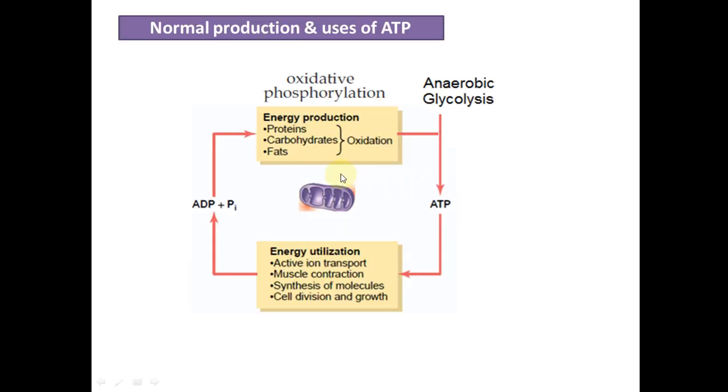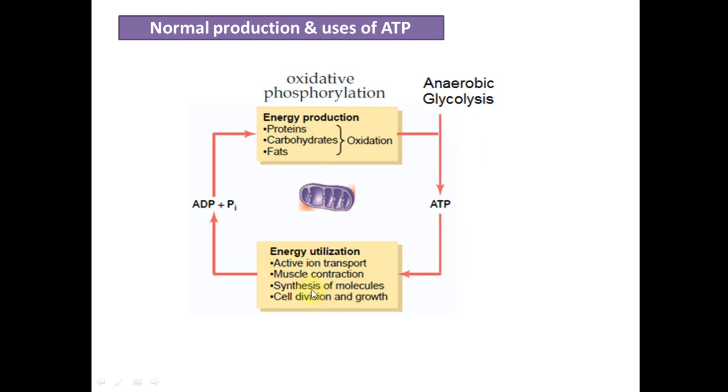Normally, in a cell under physiological conditions, ADP is phosphorylated in the presence of oxygen by the oxidation of proteins, carbohydrates, and fats. And this ATP will be used for various cellular processes.